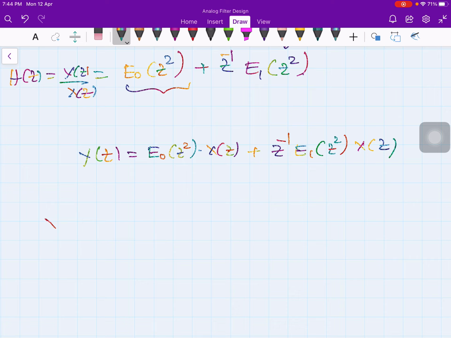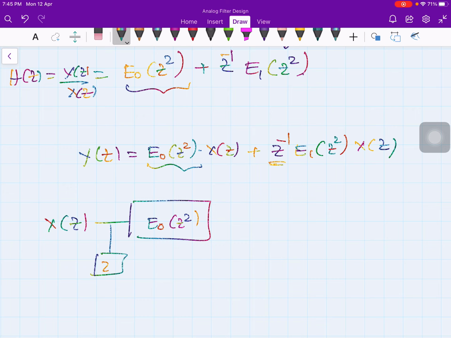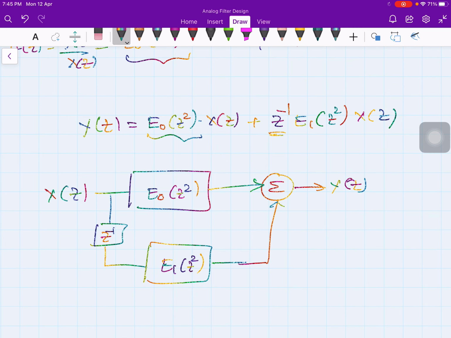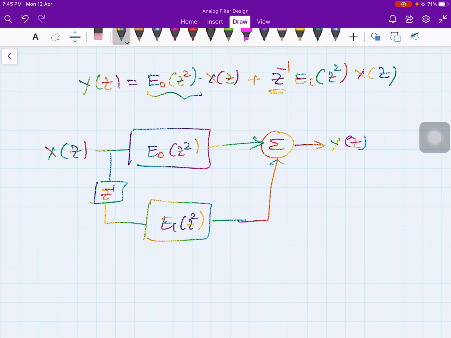So this X of z, I can first multiply by E0 of z squared, and then there is a delay, you put a delay here, z inverse, and then you put E1 of z squared, and then these two are added, and this is your Y of z. Two parallel paths, but as I said, they do not increase the speed. They do not help in making the processor faster.